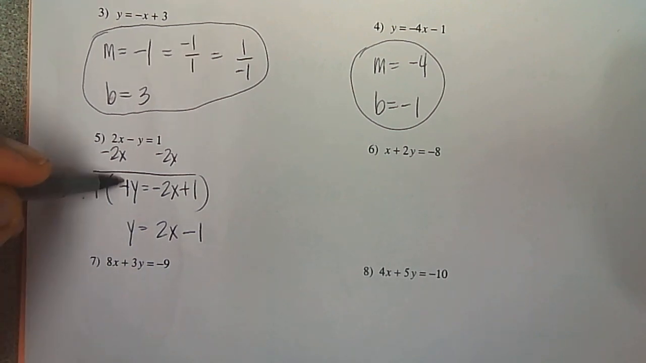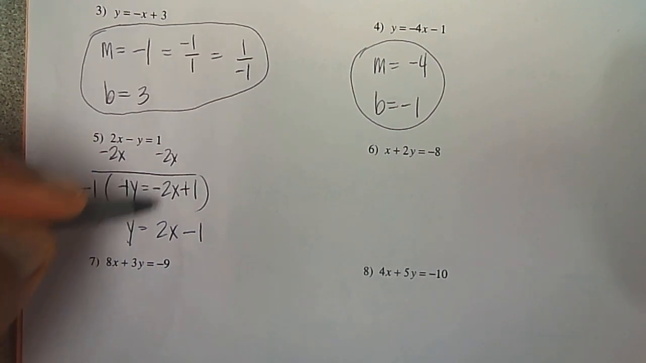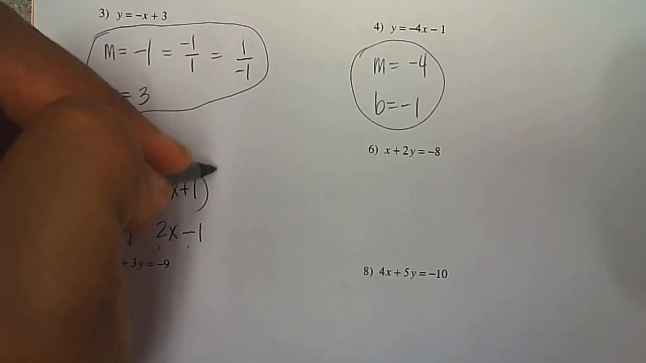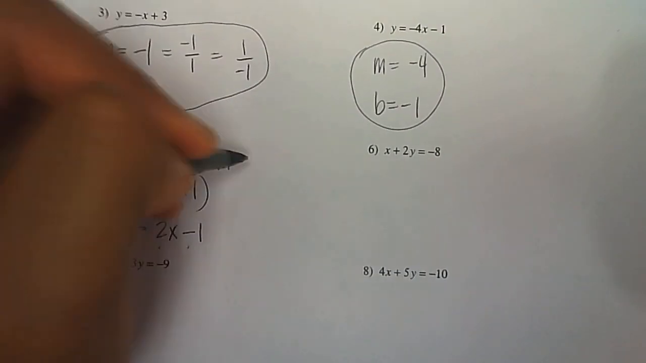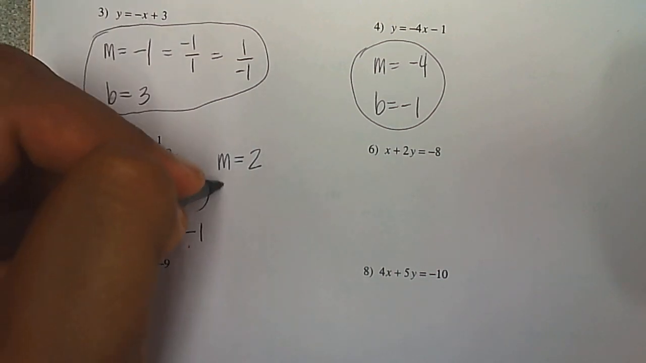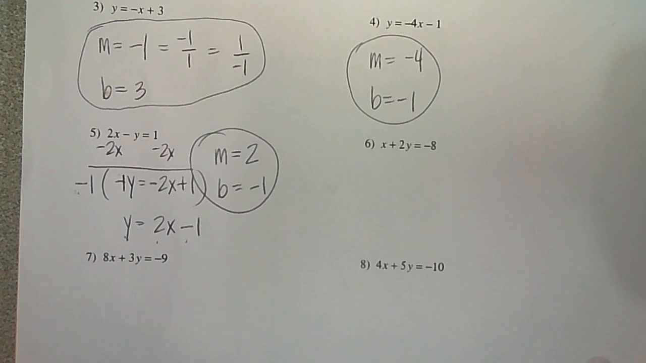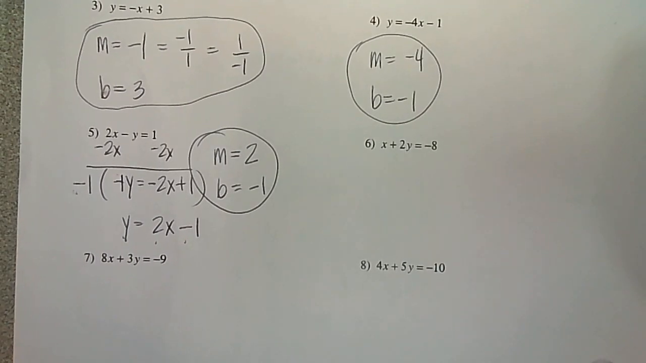Because a negative times a negative is positive, and a negative times a positive is negative. So your slope equals 2. Your back number equals -1. That's game, y'all. So easy, it's hard.